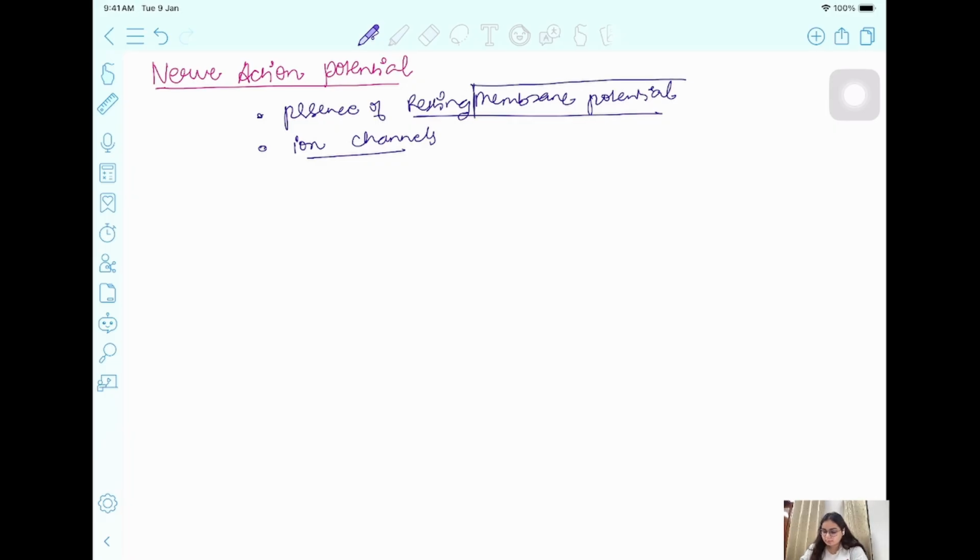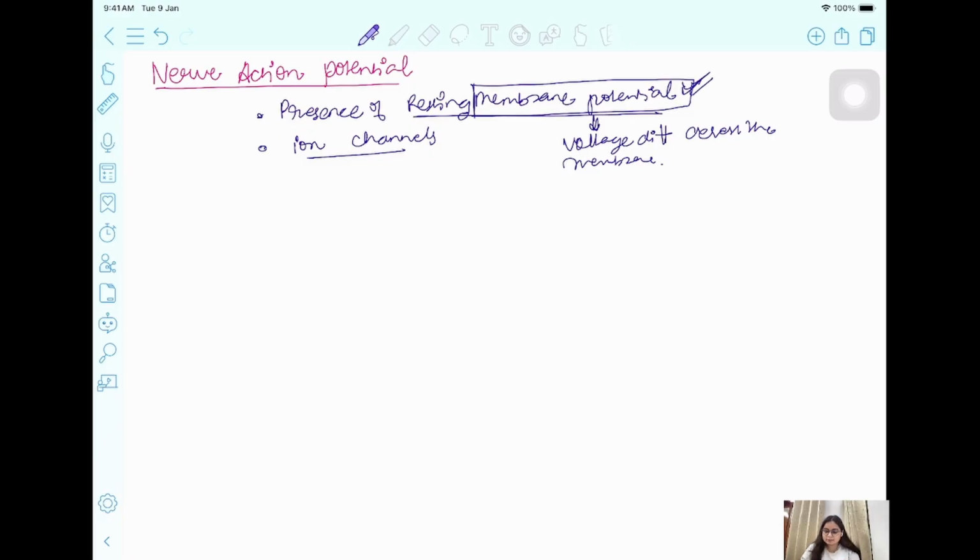First one is what is membrane potential? Membrane potential is the voltage difference across the membrane, which means if you have studied the structure of plasma membrane, one surface of the plasma membrane faces the cytosolic region and one surface faces the extracellular region. So the voltage differs between the inside of the plasma membrane and outside of the plasma membrane, and this voltage difference across the membrane forms the membrane potential.